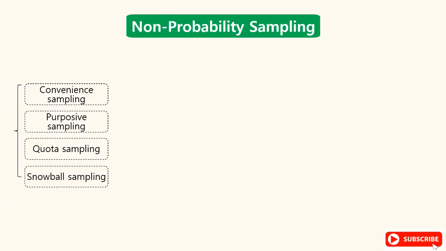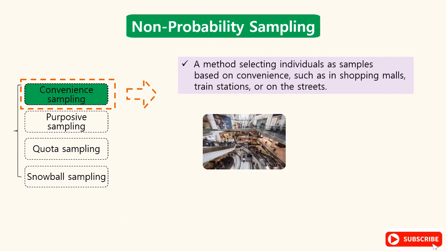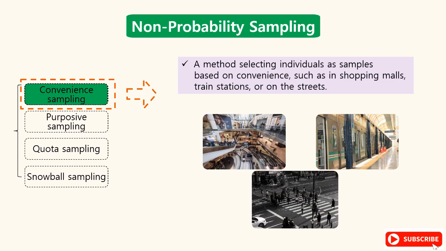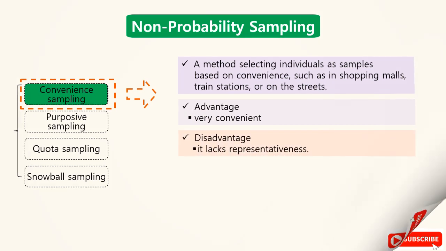Now, let's explain non-probability sampling methods. Convenience sampling involves the researcher selecting individuals as samples based on convenience, such as in shopping malls, train stations, or on the streets. It is a straightforward method that has the advantage of being very convenient. However, it lacks representativeness.